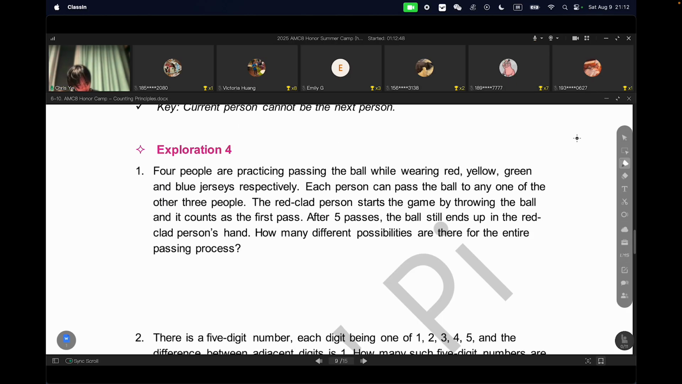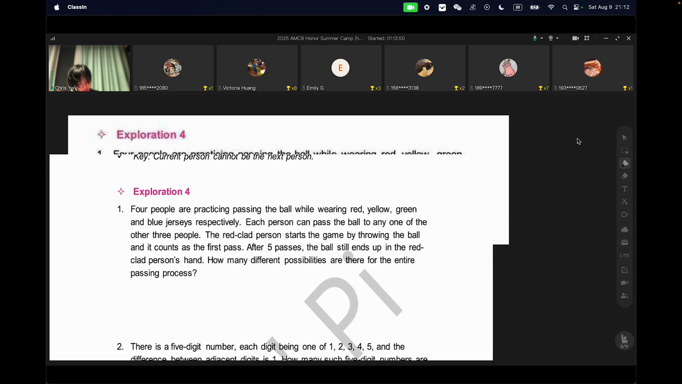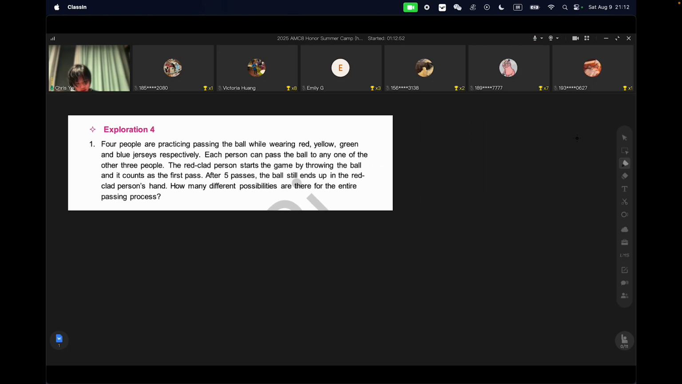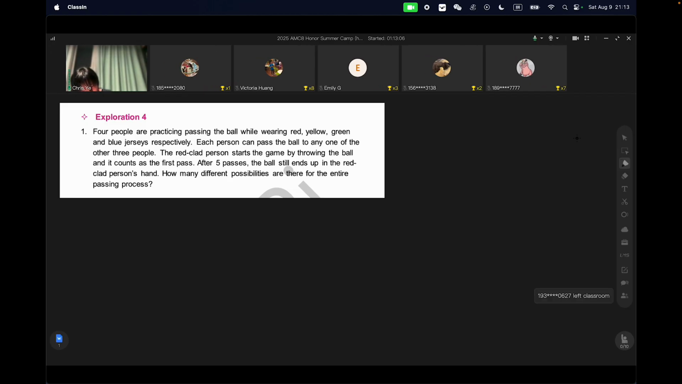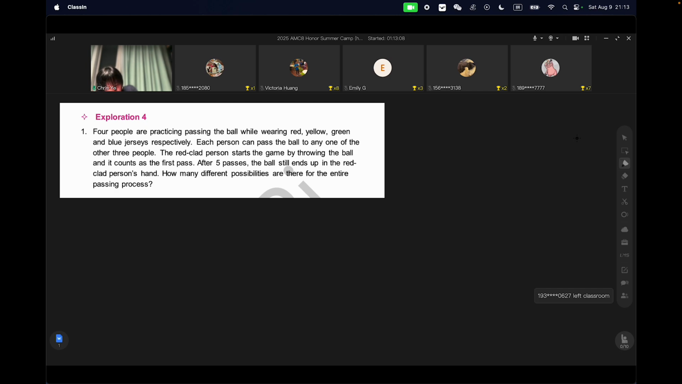So these usually apply to questions that look like this. Let's say 4 people are practicing passing the ball while wearing red, yellow, green, and blue jerseys respectively, and each person can pass the ball to any one of the other 3 people. So let's say we have red, yellow, green, and blue.